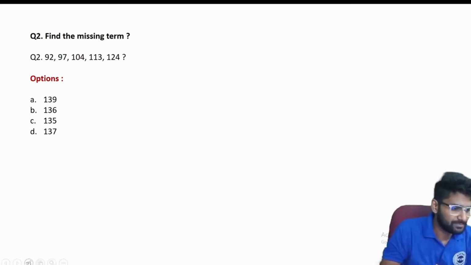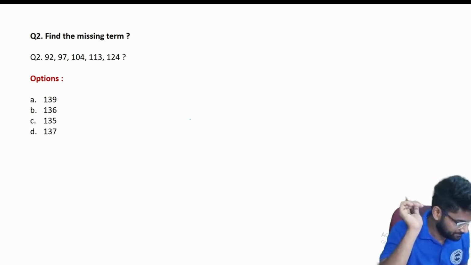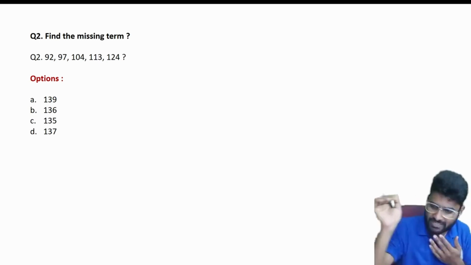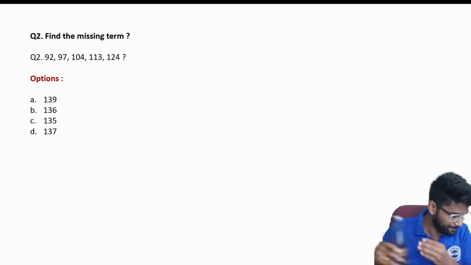On to the next question. So what is the next number in the given series? Guys, everyone just try this question and post your answer in the comment section. Guys, I will check your comments.